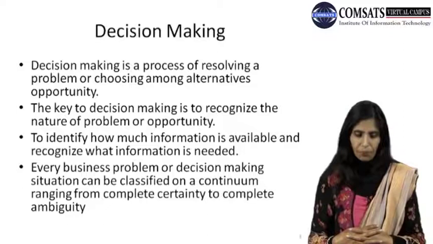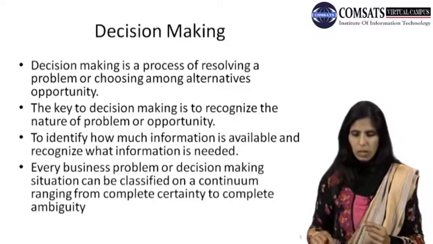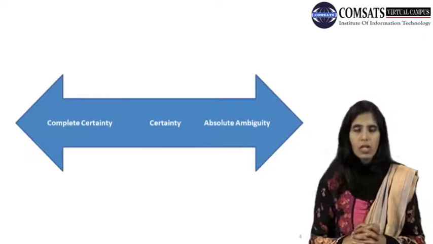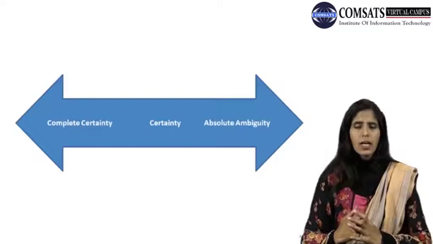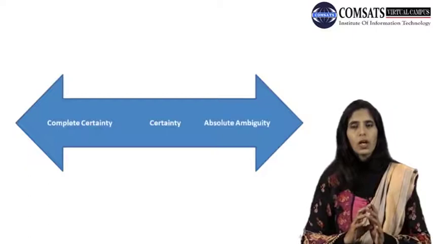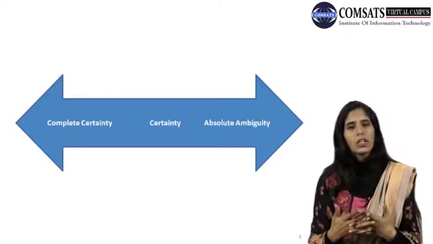So every business problem or decision making situation can be classified on a continuum ranging from complete certainty to complete ambiguity. So this is a continuum which describes the situation towards making a decision. In the center you are seeing the certainty, that if a researcher is too much certain about a particular problem information, that this is the problem and this is the current information which we are having, and this might be the information which we are requiring, and this can be collected handy, meaning there is no need of conducting research if you are very much certain that how to fix a problem.